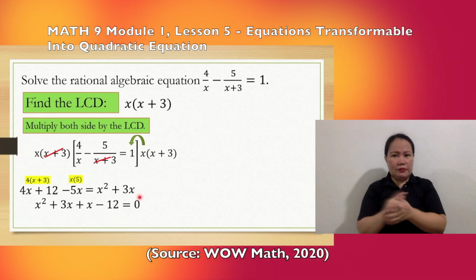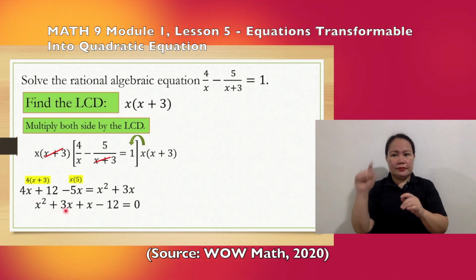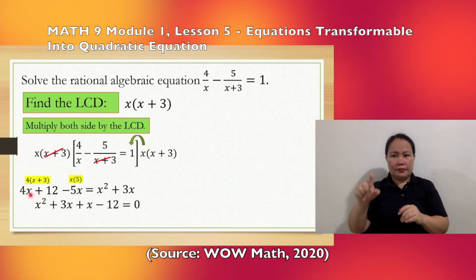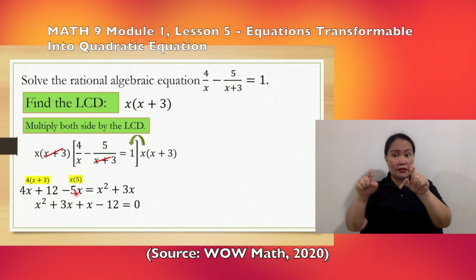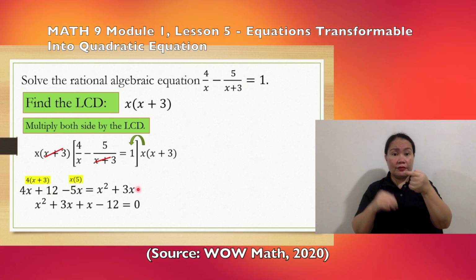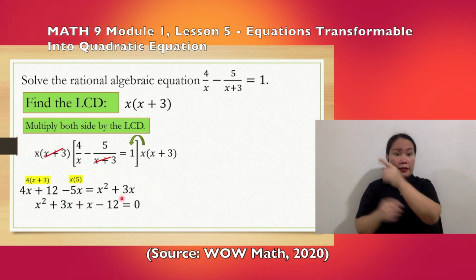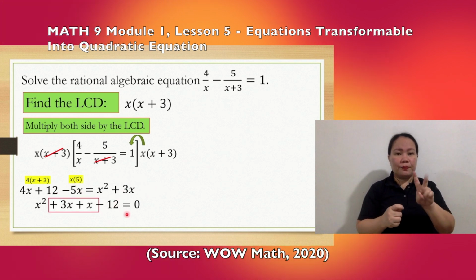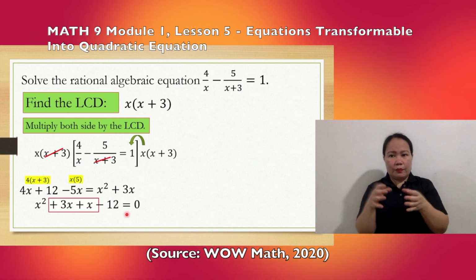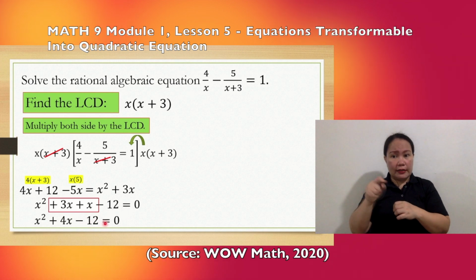So, ayusin lang natin. So, x squared plus 3x, bakit 3x na lang yan? And then plus x, bakit positive x na lang? Because 4x minus 5x is negative x. So pag nilipat natin sa kabilang side, positive x na siya. And then yung positive 12, nilipat natin, kaya naging negative 12 yan. Combine lang natin yung similar terms dyan, yung 3x plus x. So yung quadratic equation natin is x squared plus 4x minus 12 is equal to 0.